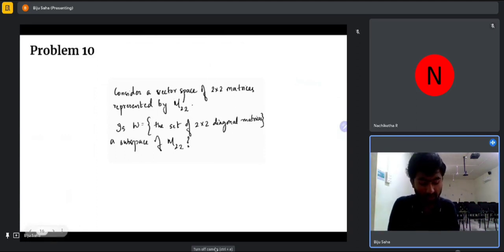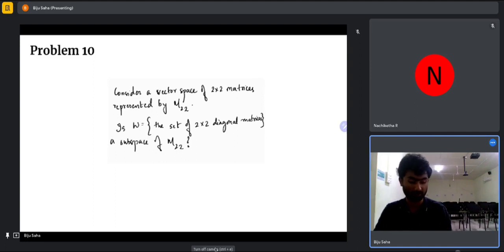Now in the last class we have seen how to prove whether a set forms a vector space or not. It had to obey certain criteria. Right now we will prove whether a given subset forms a subspace or not. We have the original set which forms a vector space, the 2 cross 2 matrices. Now we have to check whether the set of 2 cross 2 diagonal matrices, a subset of the 2 cross 2 matrices, forms a subspace. So we have to prove whether this W forms a subspace or not.